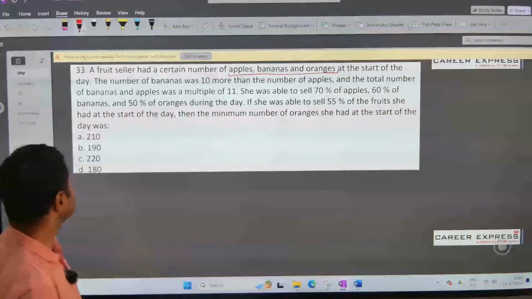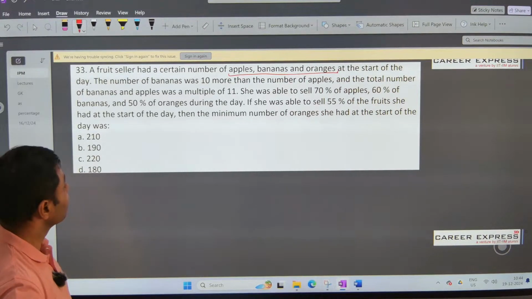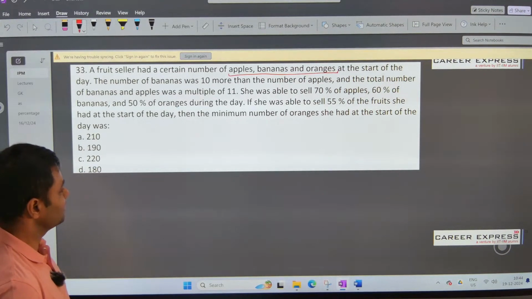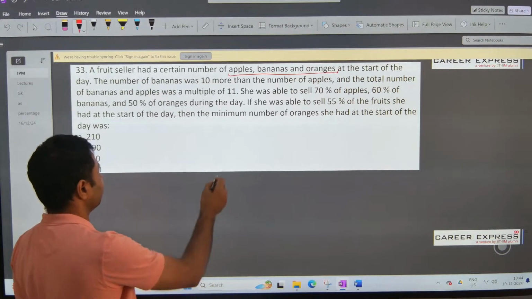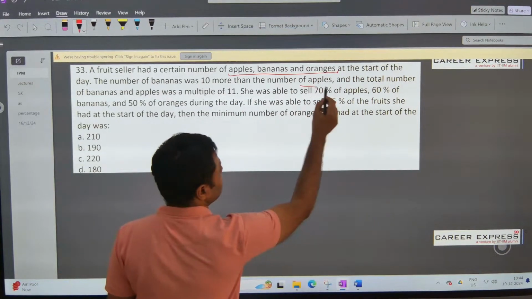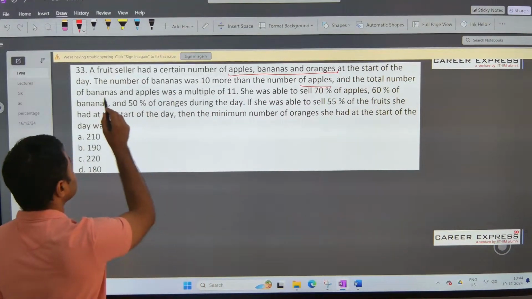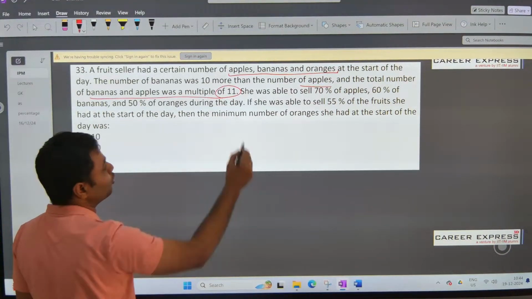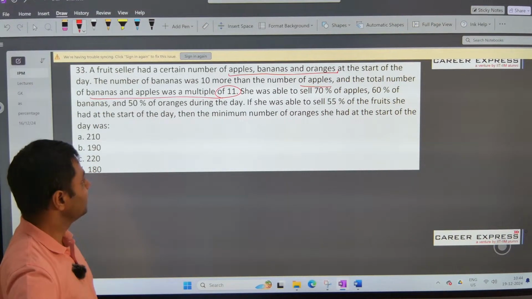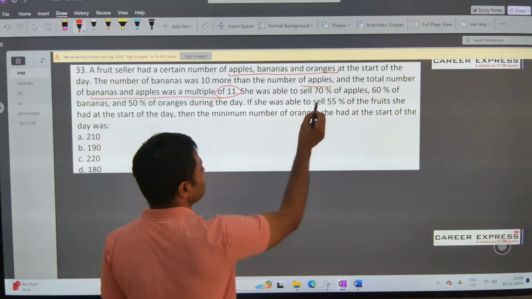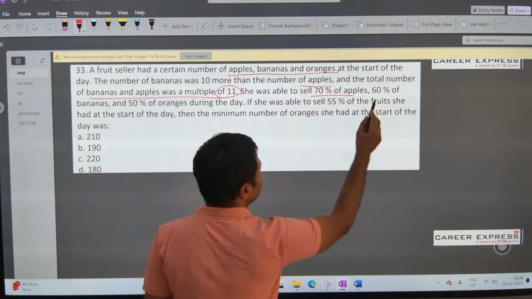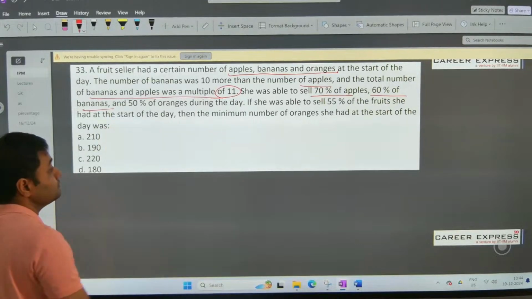At the start of the day, the number of bananas was 10 more than the number of apples, and the total number of bananas and apples was a multiple of 11. So bananas and apples, the total number is a multiple of 11. This point is important. And this next point is very important. She was able to sell 70% of apples and 60% of bananas.